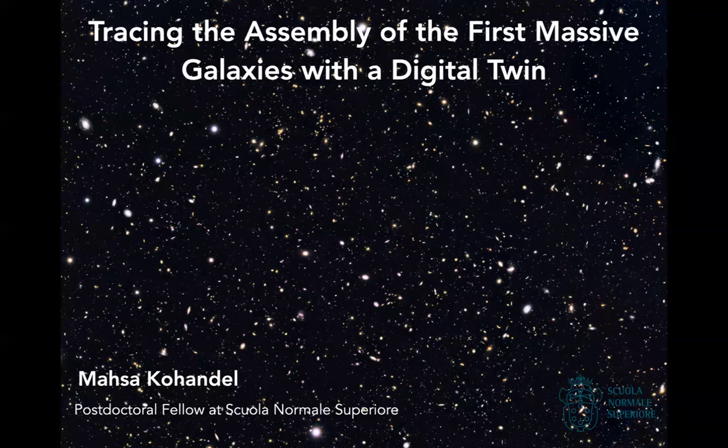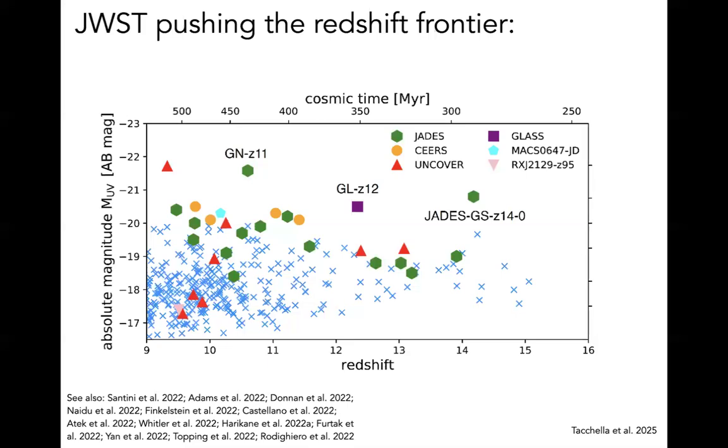So I'm going to talk about tracing the assembly of the very first massive galaxies using a digital twin, which later you will know what I mean by a digital twin. This presentation is based on two papers that we published in 2023 and one very recently. And the topic starts with JWST pushing the frontier of redshift, basically.